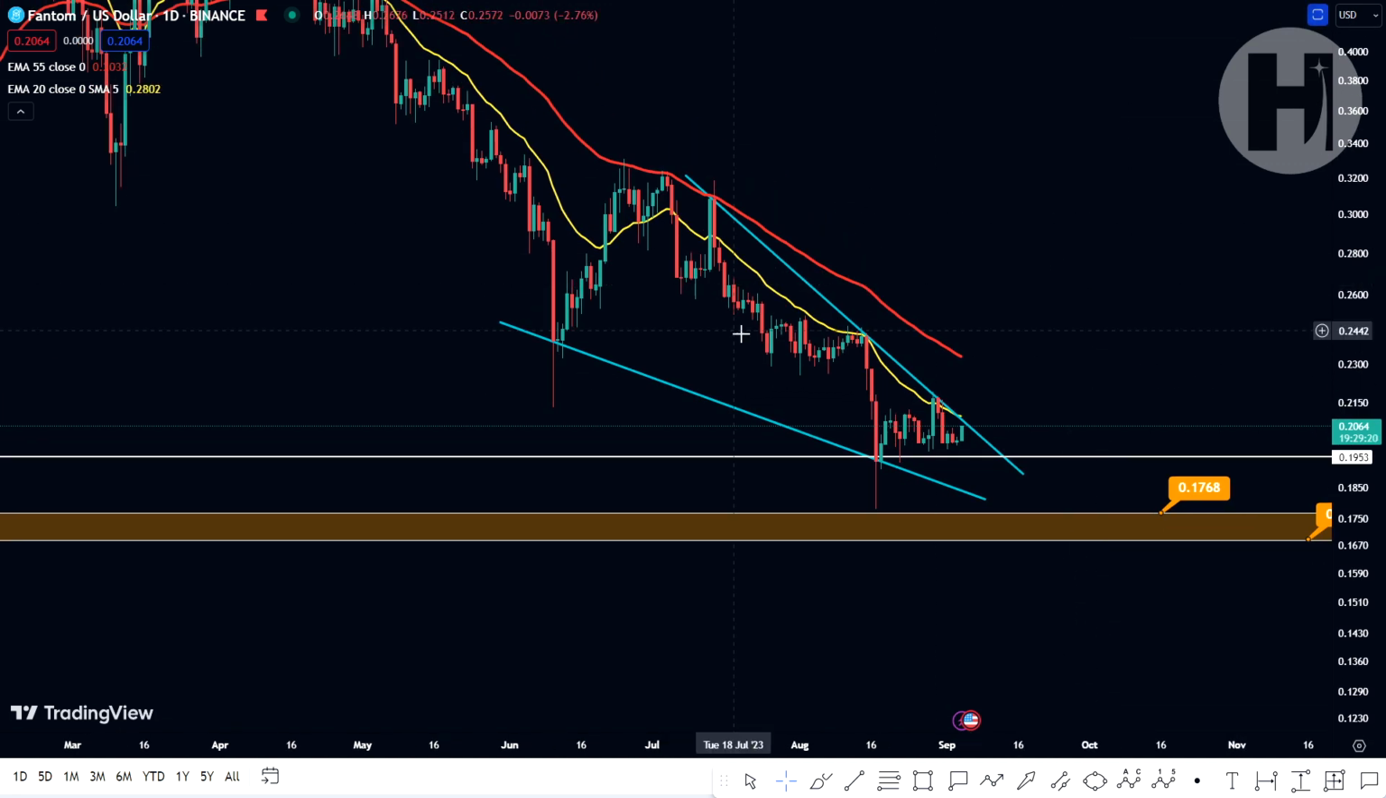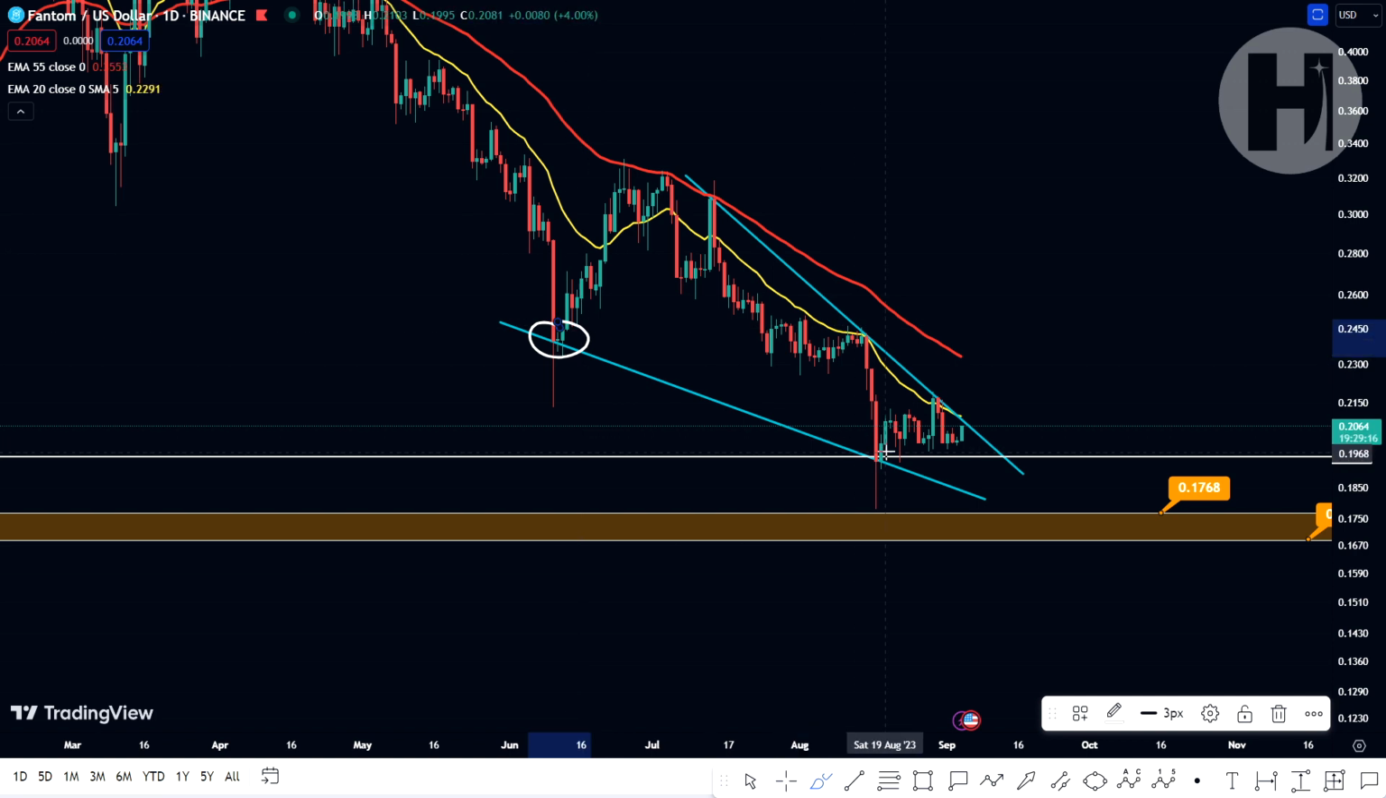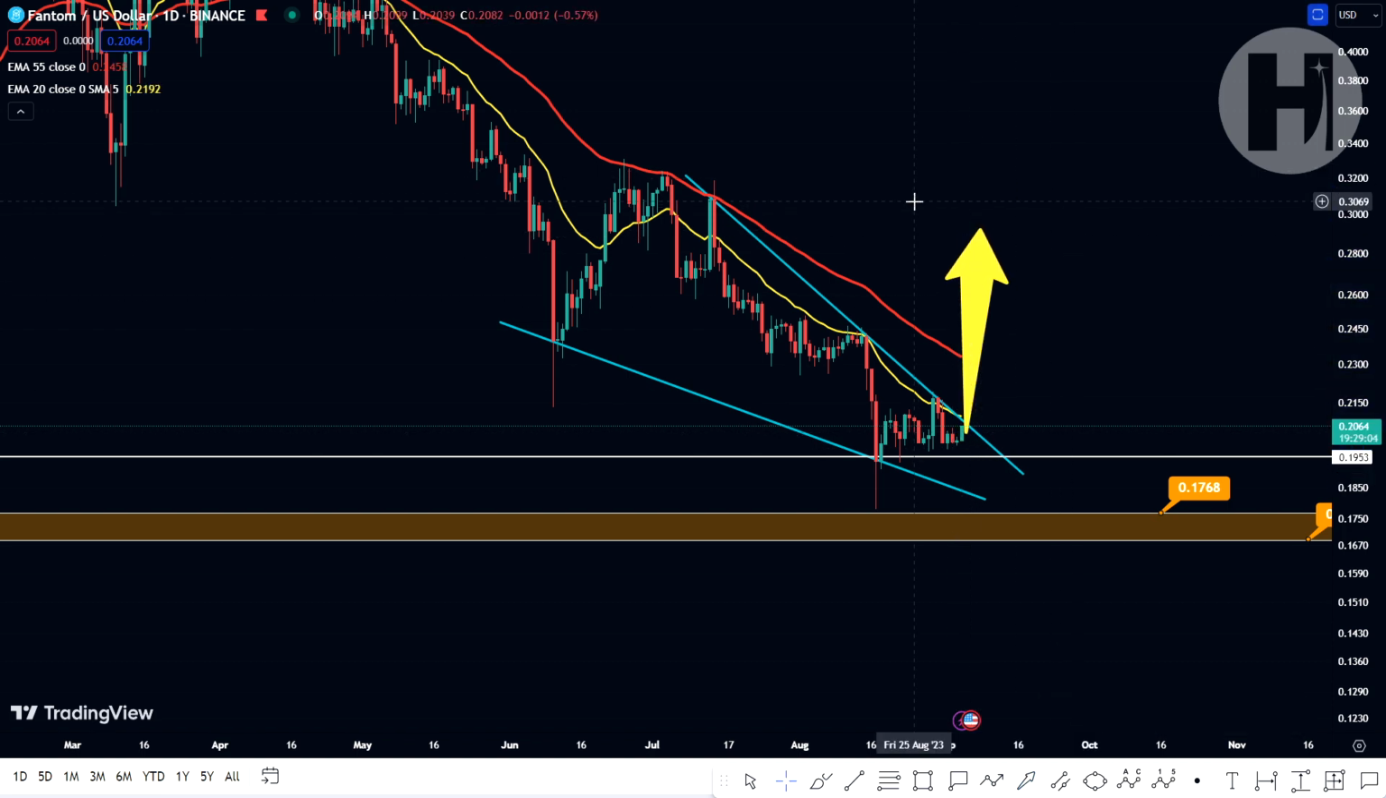You can also see that we are in a falling wedge pattern. So this is a bullish reversal pattern. You have two touches of support. You have two touches of resistance. This is a valid pattern. And as you all know, we are expecting a breakout from here. This is a bullish reversal pattern, and typically we have targets to the upside.